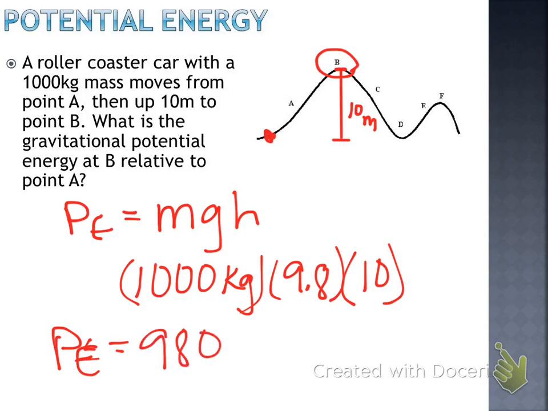Good, 98,000. And what's our units for energy? Joules, good. So both potential and kinetic energy have the unit joules. Good. Power is what has a unit of watts. Very good. Any questions here about just this part? That's pretty simple. Now we're going to take it a little bit further here.